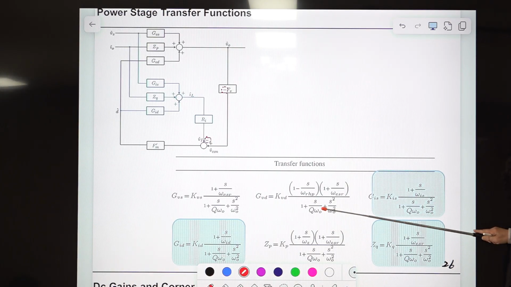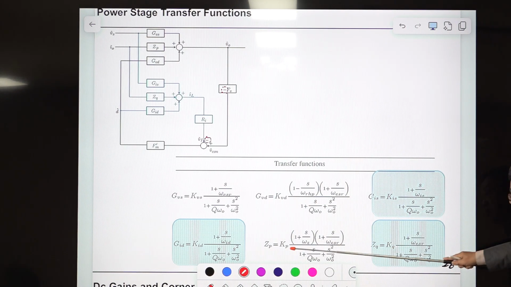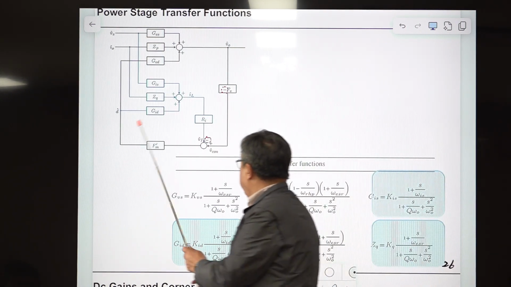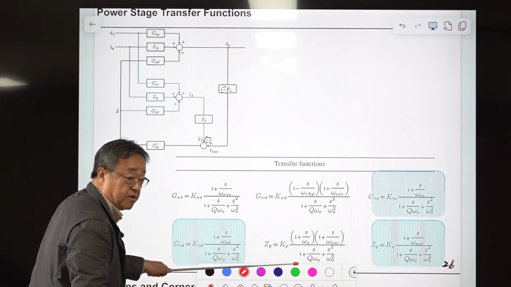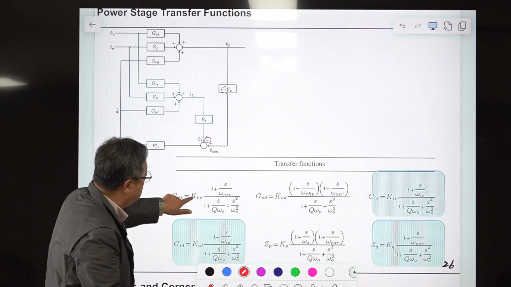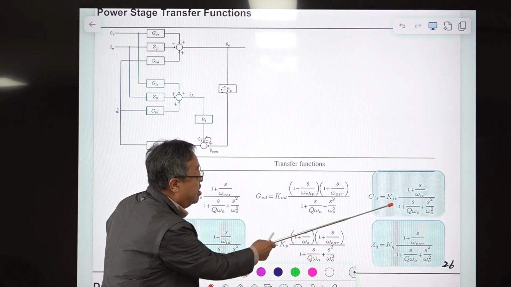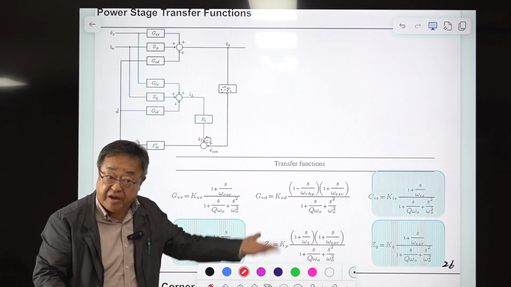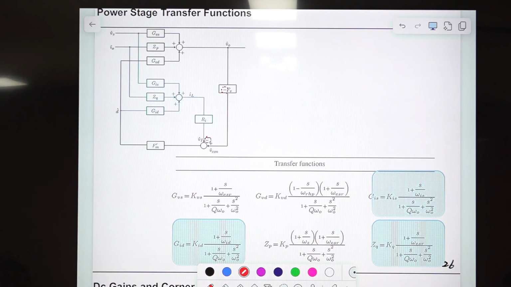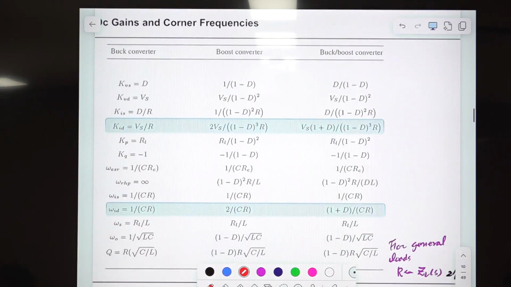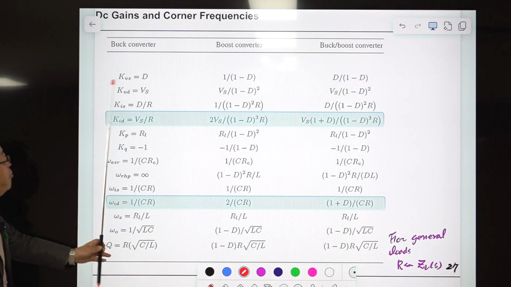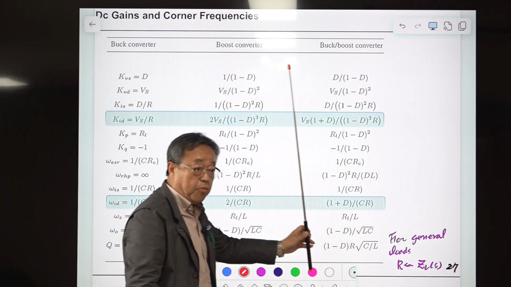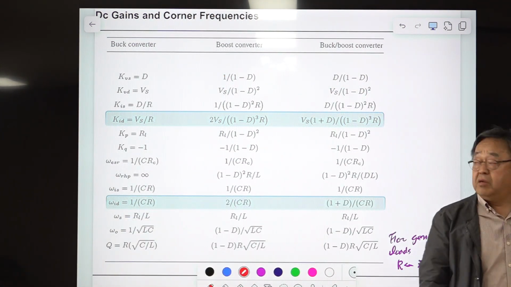This is the general expression: KVS, KVD, KIS, KQ, KP, KID. KVS is the constant in the input to output transfer function, something like that. We have expressions for KVS, KVD, KIS. These will vary with different configurations of the power stage circuit. So these are the expressions of these variables for the buck converter, the boost converter, and the buck boost converter.